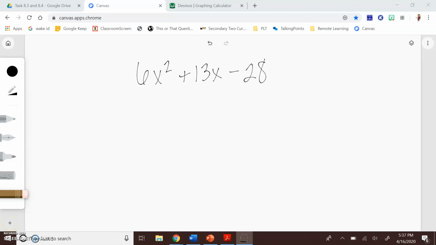I want to show you all my thought process for solving this quadratic equation. The first thing that we need to do is factor it. We have a quadratic equation that's 6x squared plus 13x minus 28. So we'll start by looking at our area model.